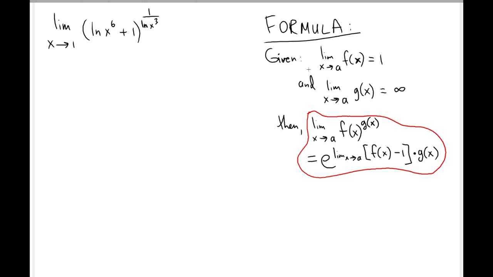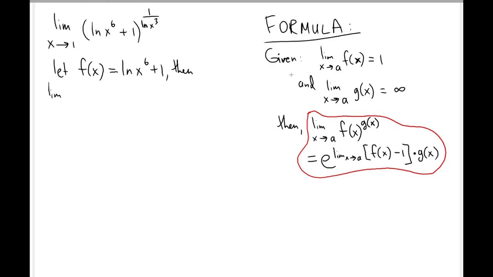First, let's check the given conditions. So the limit of f of x, the first function, as x approaches the value a, should be equal to 1. Right? So that means our first function, notice that in your formula here, this will be basically the limit that you should match against the limit that we have. So that means f of x should be basically ln x to the 6 plus 1. So let f of x equal ln x to the 6 plus 1. Then, notice that we can substitute the a value for 1.